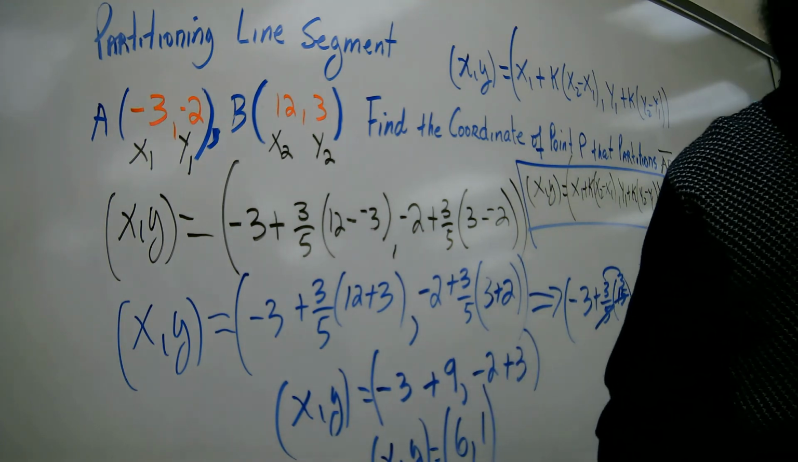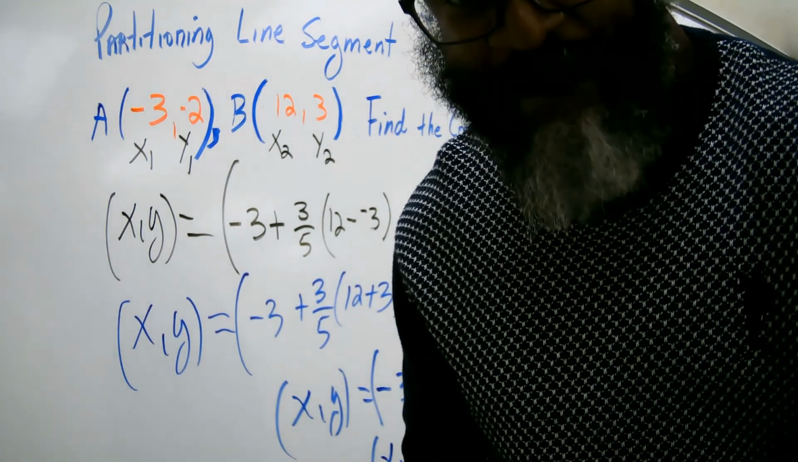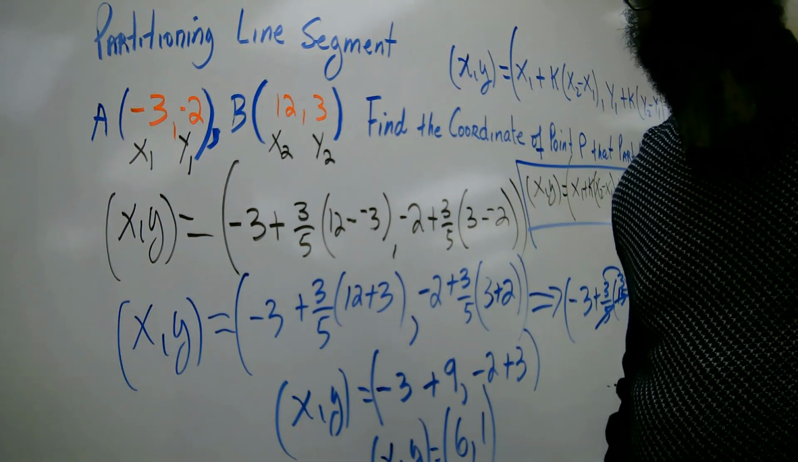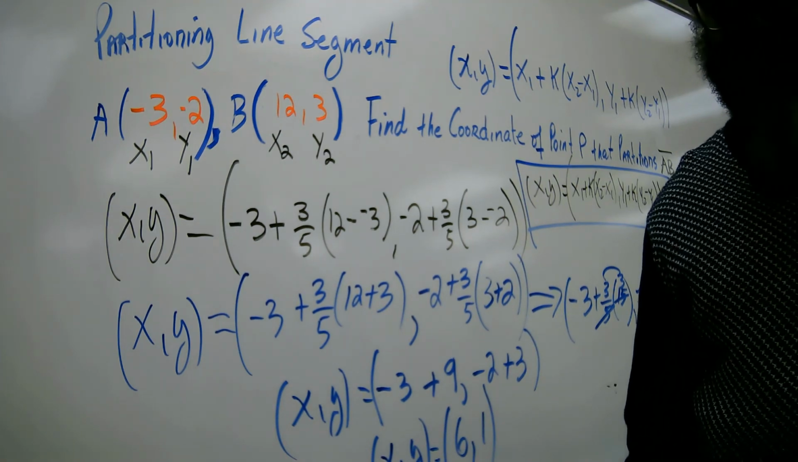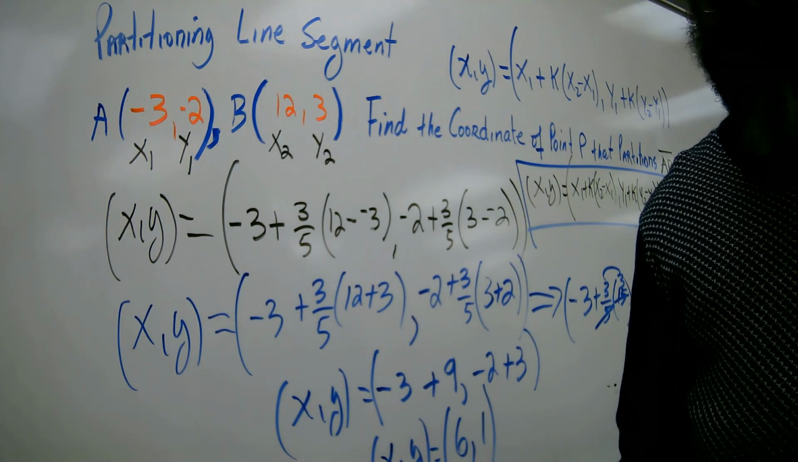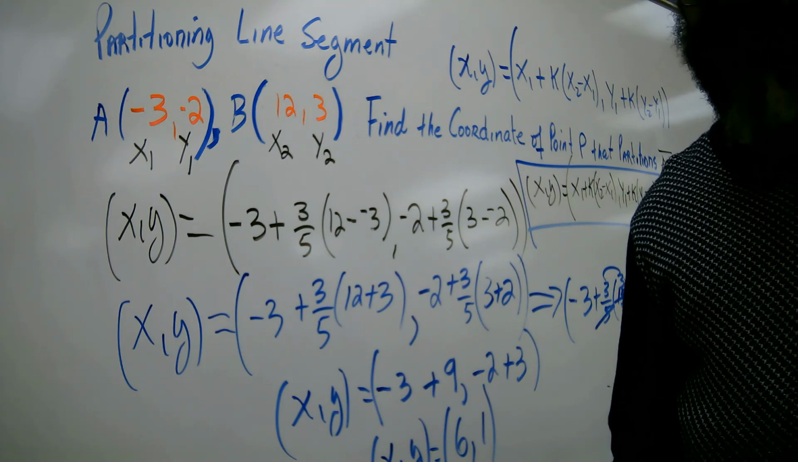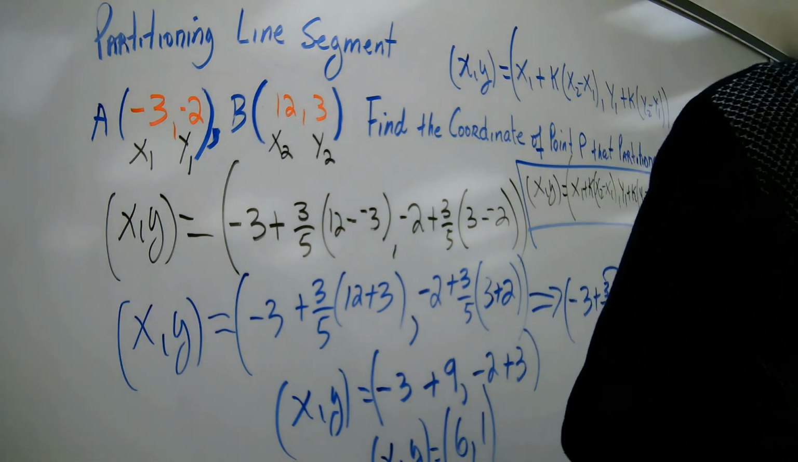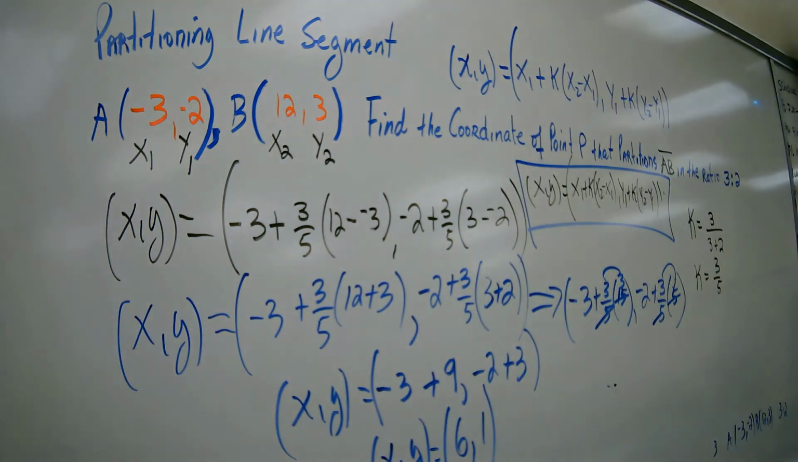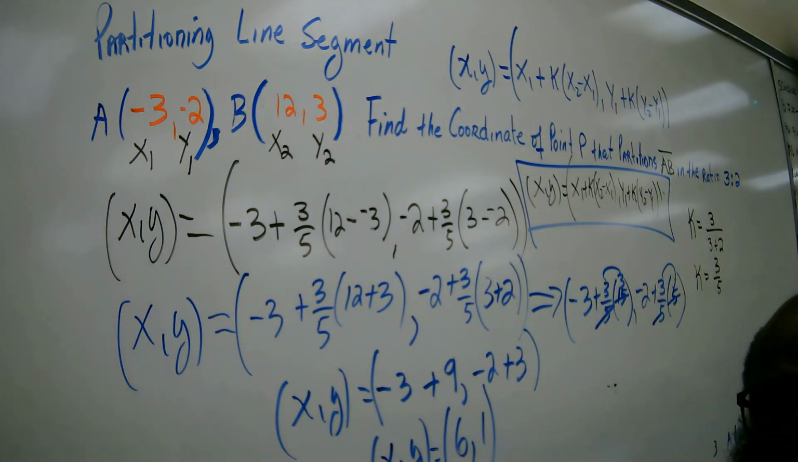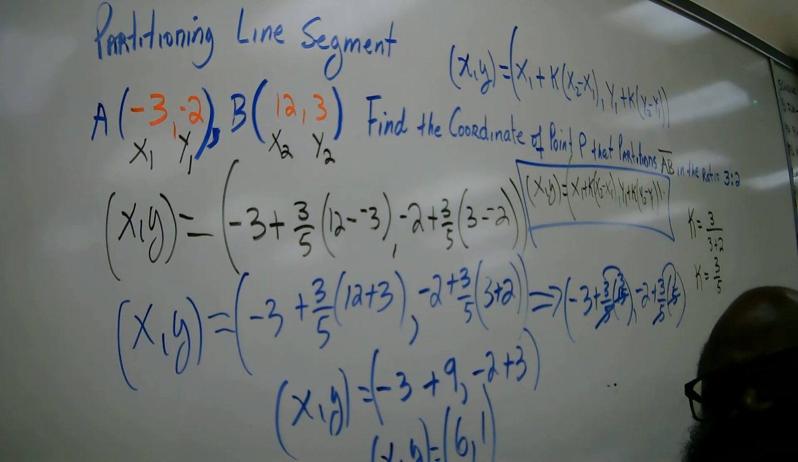That was partitioning a line segment. This is the big brother of the midpoint. Midpoint is 1 to 1, you know it's 50-50. Partitioning a line segment is when you are landing somewhere other than the midpoint. So you have to be given a ratio so you can find where to partition that segment.